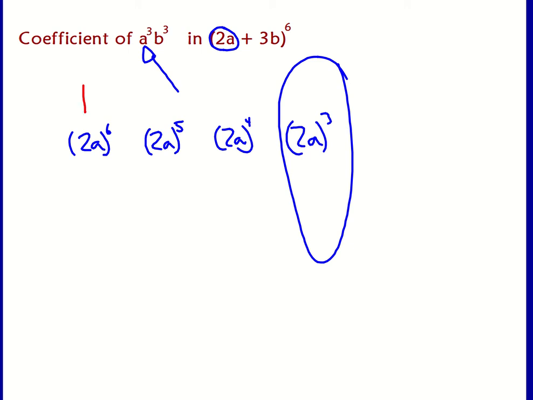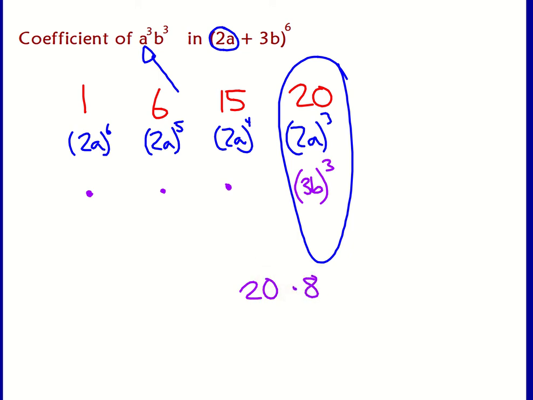The sixth row of Pascal's triangle would be 1, 6, 15, 20, so the raw coefficient is 20. And then for the b part of this, I would have 3b to the 0, 3b to the first, 3b to the second, and 3b quantity cubed here. So then that term would be 20 times 8a cubed times 27 b cubed.